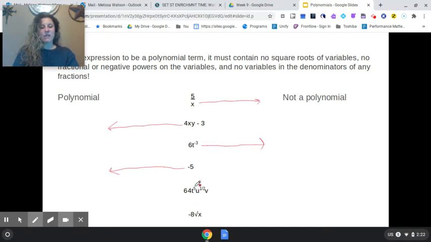64t to the fifth u to the 1/2 v. We have a fraction in an exponent that actually indicates a root. So the square root of u is not allowed, so therefore it is not a polynomial. And the last example, negative 8 square root of x. Again, we have a variable underneath a square root, so therefore it is not a polynomial.